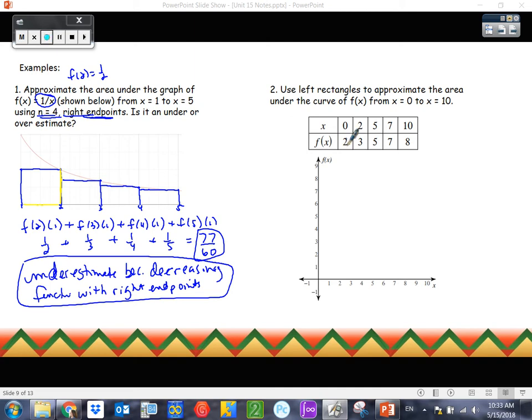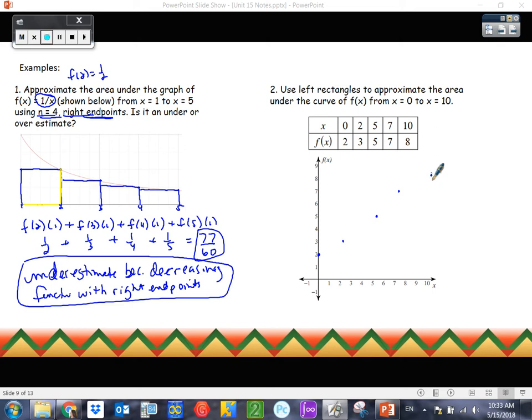I'm going to plot the points. So I have 0, 2. So that's that point. And then I have 2, 3. That right there. Then we have 5, 5. So 5, 5, right in there. 7, 7. And 10, 8. Okay, so these are the data points that were given.